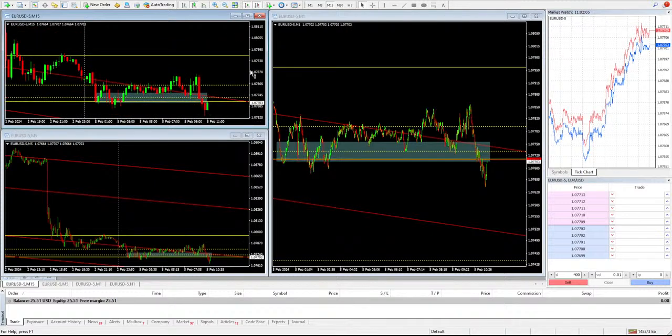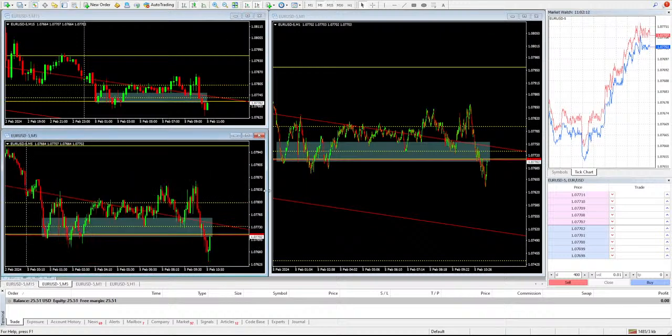Can't zoom in anymore. I have to do it that way. All right. And that's the 5. Zoom that guy in.